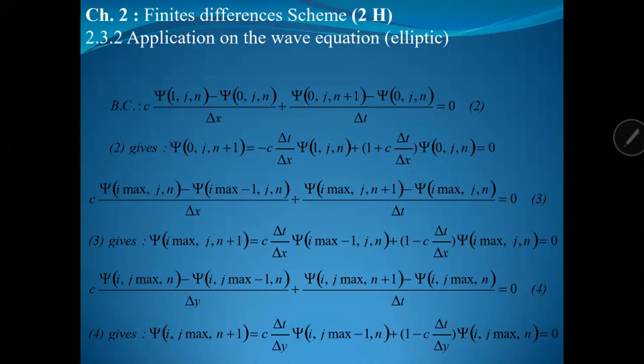This is the for loop. And go back: for n going from 1 to n max plus 2, for J equal 1 to J max plus 1, psi I max plus 1 J n plus 1 equal m psi I max J n plus 1 minus m psi I max plus 1 J n. Okay, this also equals 0.